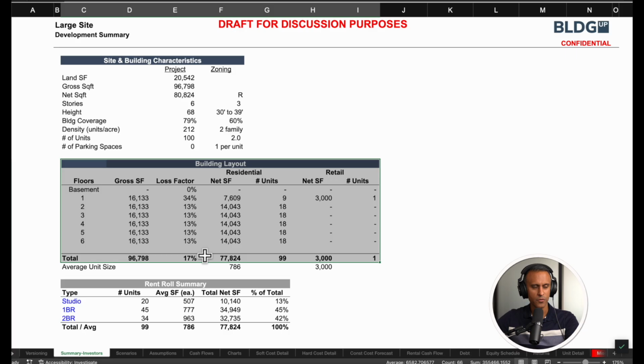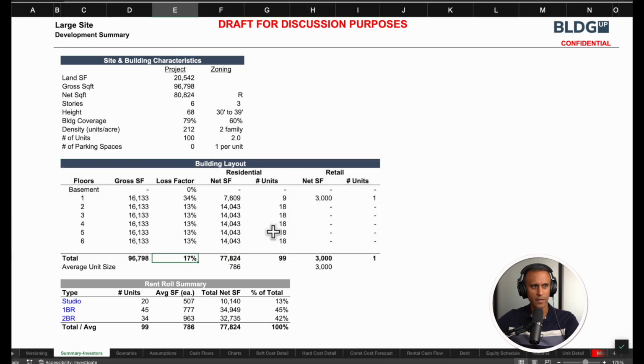How much went into, by percentage, the common area? So the loss factor ended up being 17% for the whole building. That's pretty efficient in terms of the relationship between gross and net square footage. So you can see on the first floor, it says 34%.